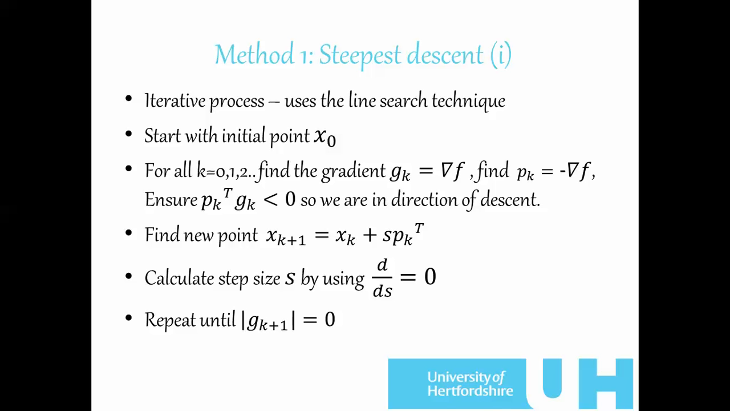We have to find a new point using that formula, and we have to calculate the step size s. So this is for a perfect line search. We calculate the step size s by using the first derivative. We repeat until the gradient is equal to 0. That's to make sure that we are at the minimum.